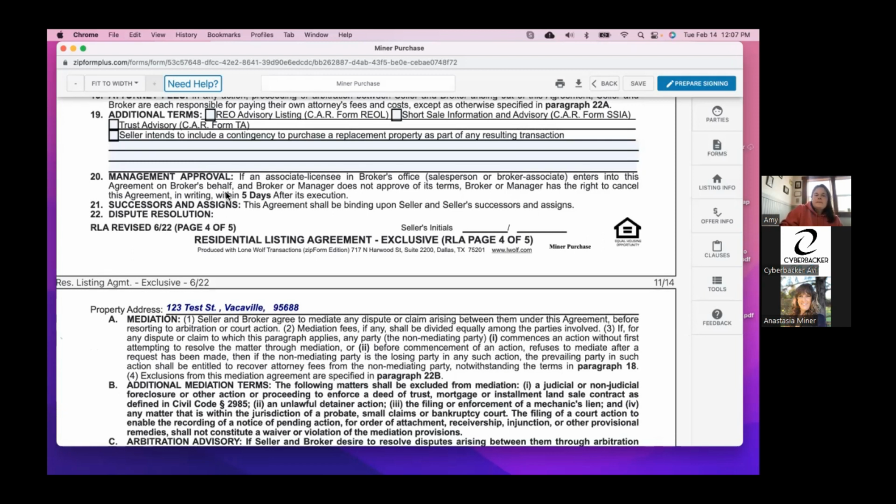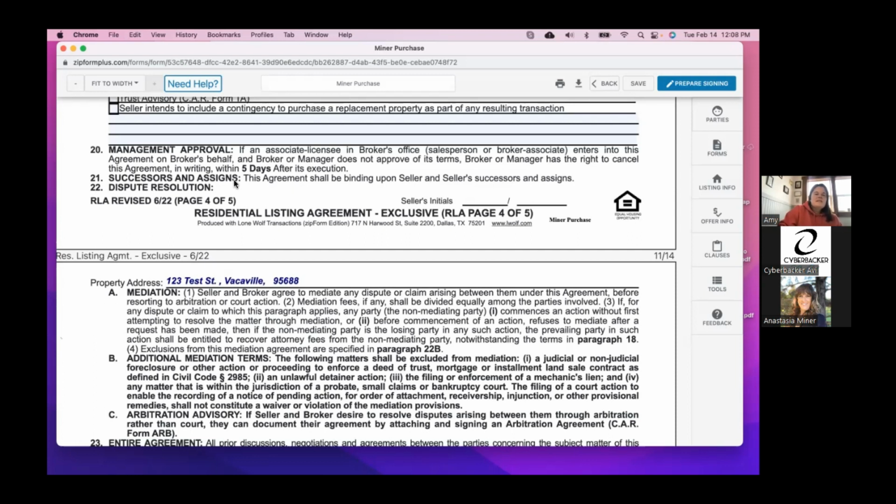Management approval. If an associate licensee in broker's office, salesperson, or broker associate enters into this agreement on broker's behalf and broker or manager does not approve of its terms, the broker or manager has the right to cancel this agreement in writing within 5 days after its execution. So we can sign this. We may agree to something crazy, insane, and our broker may be like, sorry, you can't take that listing and cancel it. The broker has the right to do that. Successors and assigns. This agreement shall be binding upon the seller and seller's successors and assigns.